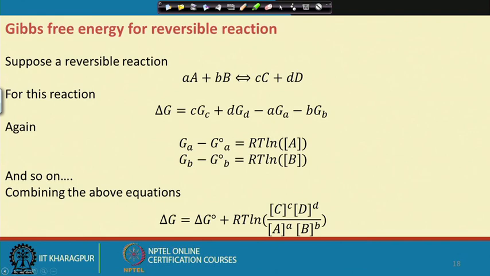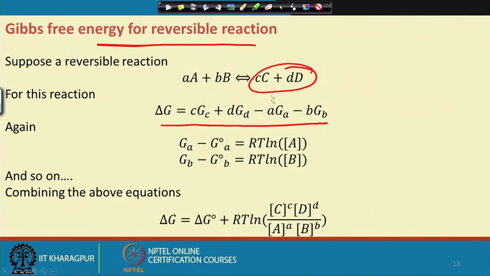Now, how can we correlate this with the Gibbs free energy change for reversible reactions? We have already found that the change of free energy can be explained like this: the free energy of the product minus the free energy of the substrate gives the change of free energy. This is the standard free energy change.